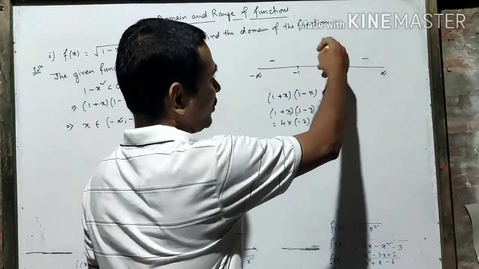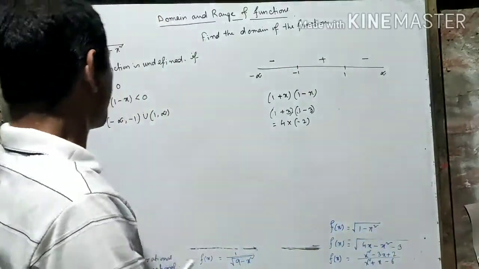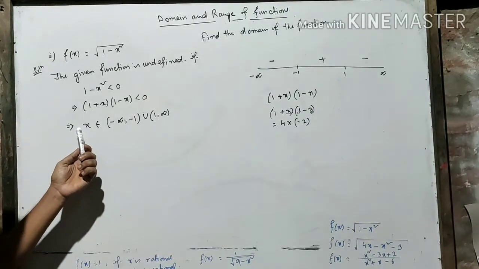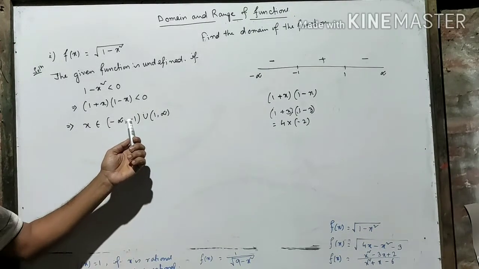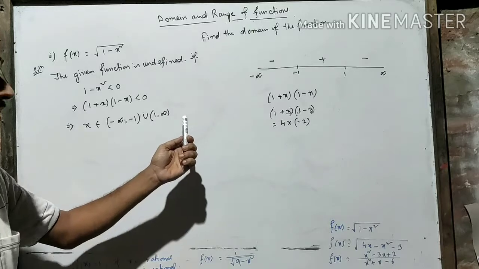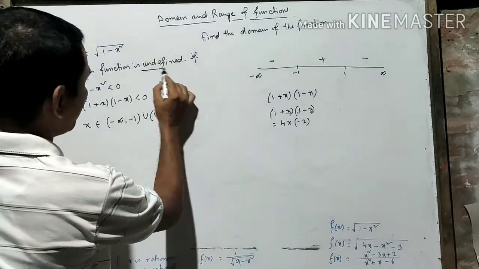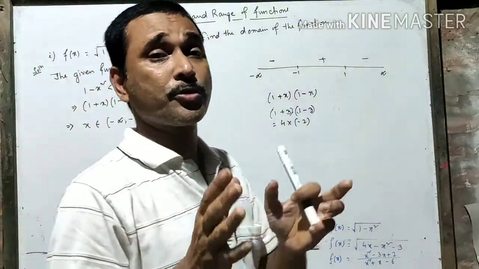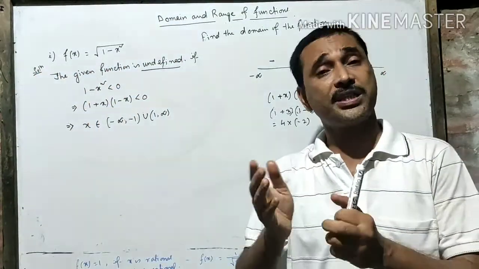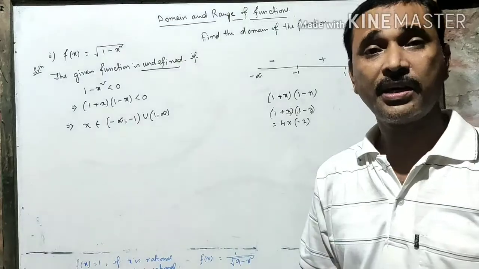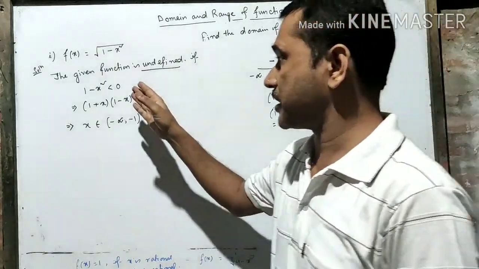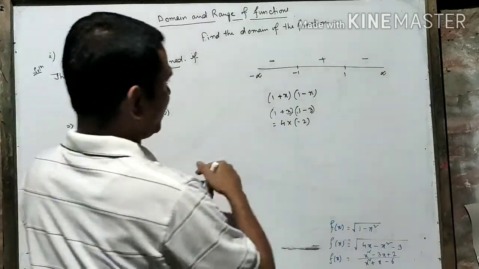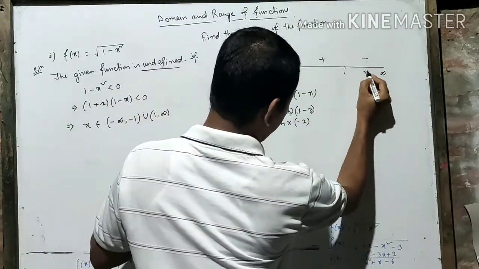So either this interval or that interval will be the solution. So we have taken the union. So x is negative means minus infinity to minus 1, union 1 to infinity. Negative means undefined. So the function is undefined in this interval. Now we are supposed to find the domain. What is domain? Domain is the values of x for which the function is defined. So where is the function defined? In this interval it is undefined, in this interval it is undefined.